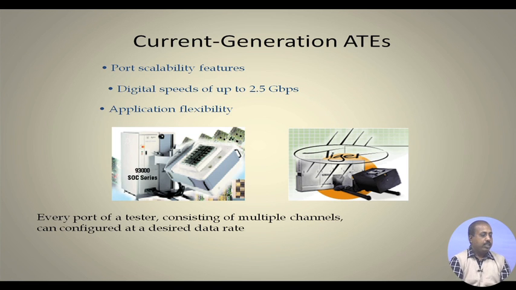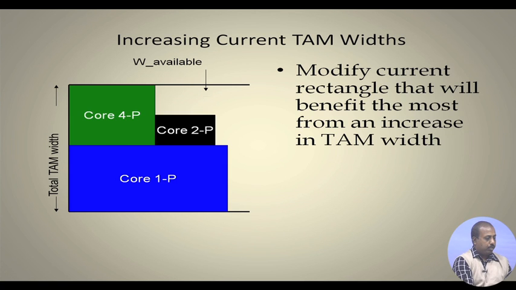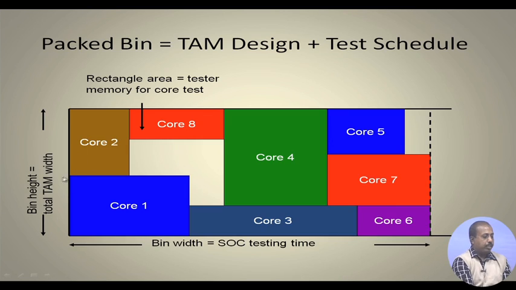Now, in this situation, this is the basic rectangle packing procedure. If you look into one thing, you see that the TAM width is not partitioned properly. A typical example of this, say this one. Here you see that there is no partitioning. I cannot partition the TAM into different partitions.